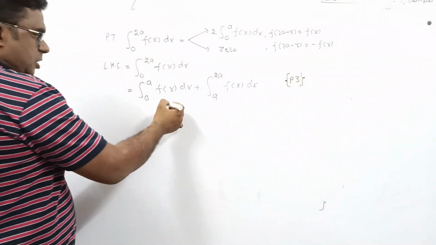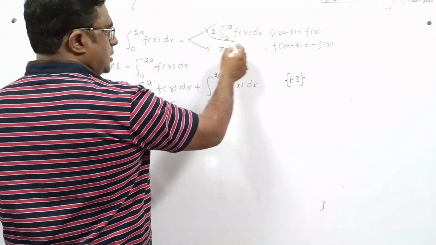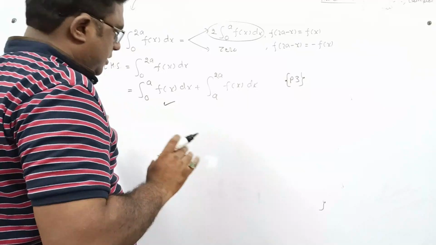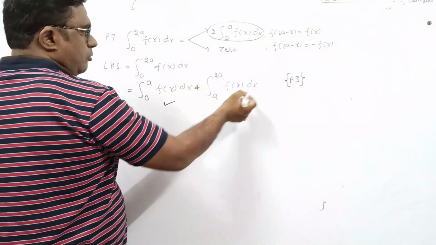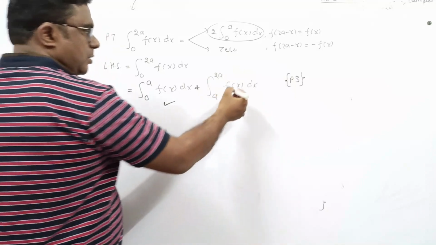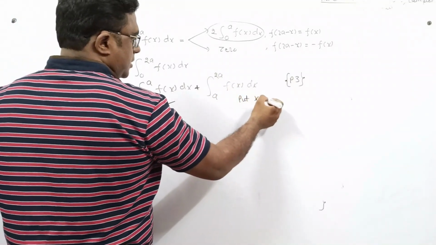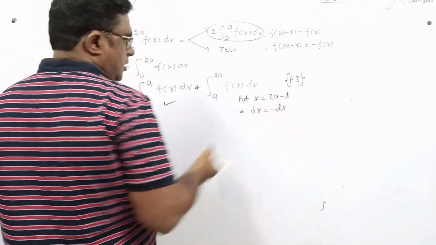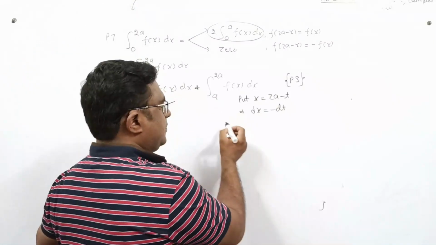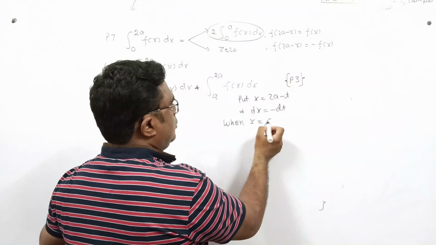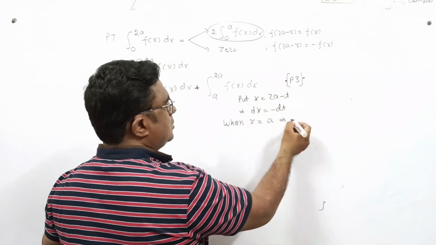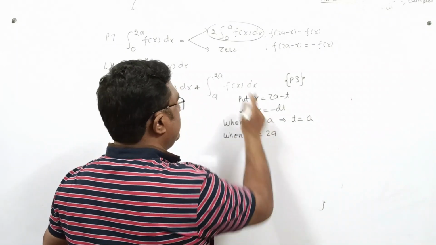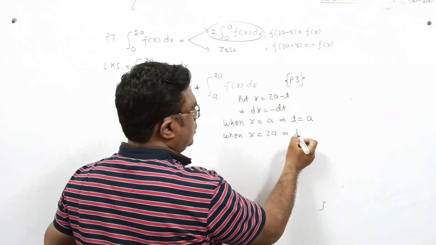Now see that this term is present in the right hand side. So we do not have to do anything with this term. We will keep these terms the same throughout our calculation. We have to do the calculation in the second term only. So for this term, I am putting x is equal to 2a - t. This implies that dx is equal to -dt. Now let us change the limits. When x is equal to a, put a into this, then you will get t equal to a. And when x is equal to 2a, put 2a here, then your t will be 0.